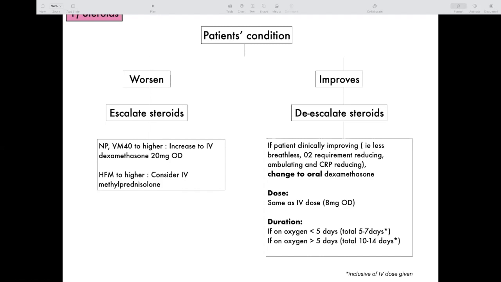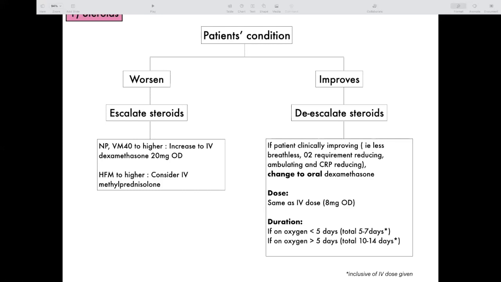On your right side, if the patient's condition is improving, instead you should de-escalate your steroid. How do we do that? You can change to oral Dexa. Oral Dexa dosage is exactly the same as your IV dosage. So if your patient is already on IV Dexa 8 mg, you should just change it to oral Dexa 8 mg. And the duration of your Dexa depends on the oxygen requirement of the patient.